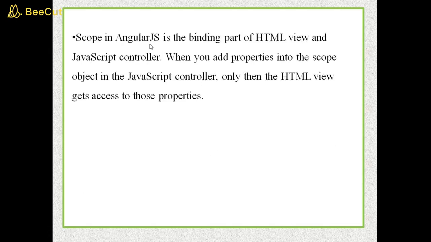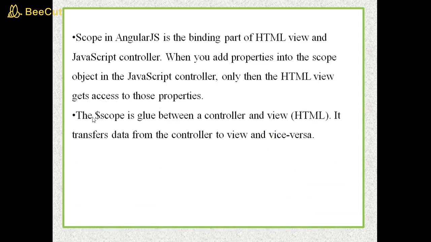Scope in AngularJS is the binding part of the HTML view and the JavaScript controller. When you add properties into the scope object in the JavaScript controller, only then does the HTML view get access to those properties. The $scope is the glue between a controller and view. It transfers data from the controller to the view and vice versa. Vice versa means again from view to controller.